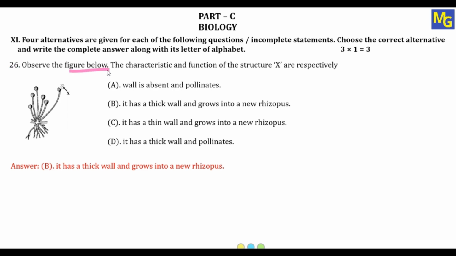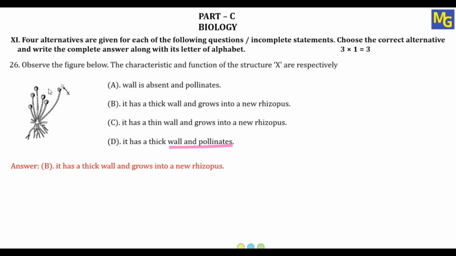Observe the figure below. The characteristic and function of the structure X are respectively. So here we have one figure. I hope you know this diagram. It is the diagram of rhizopus. Here they have labeled this X, and we have to tell the characteristic and function of this X. The options are: option A, wall is absent and pollinates. Option B, it has a thick wall and grows into a new rhizopus. Option C, it has a thin wall and grows into a new rhizopus. And option D, it has a thick wall and pollinates.